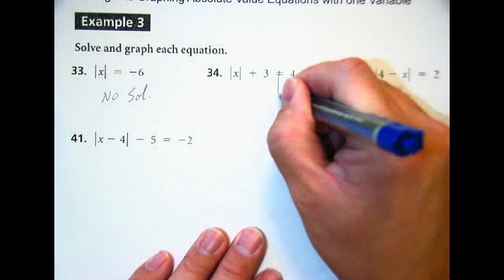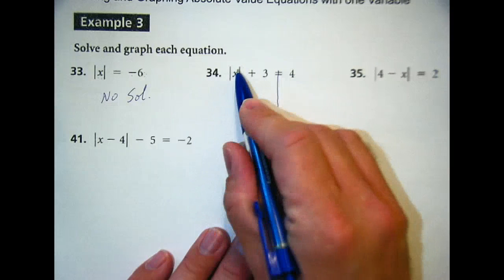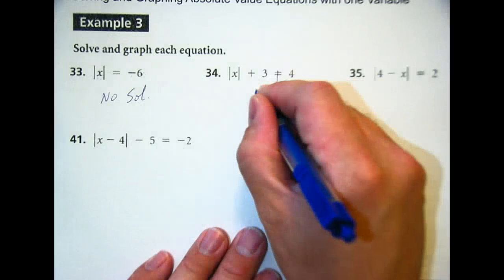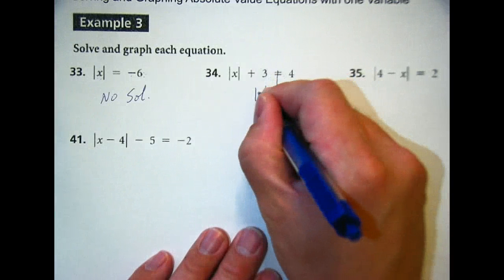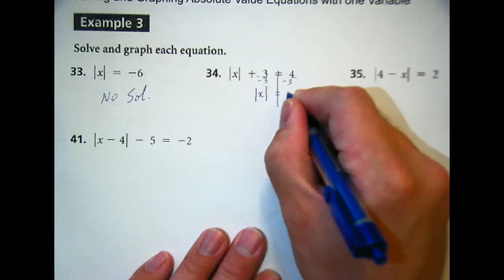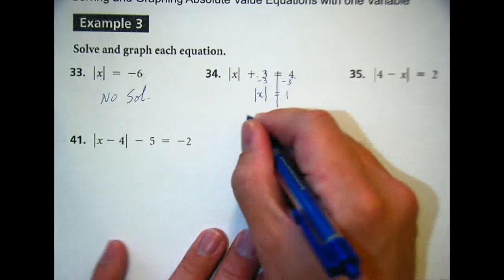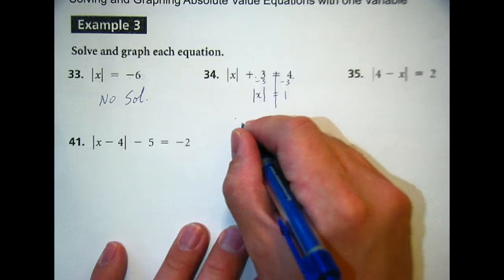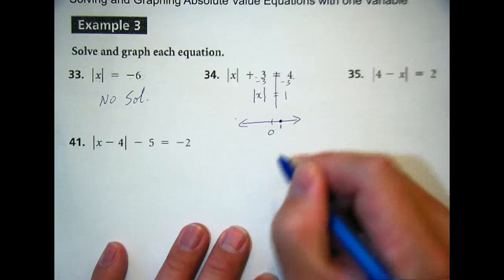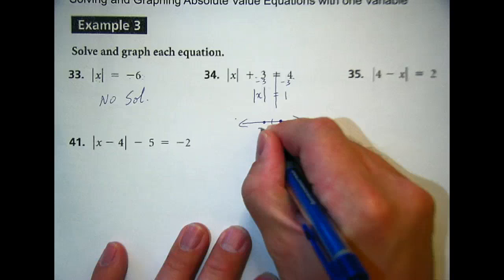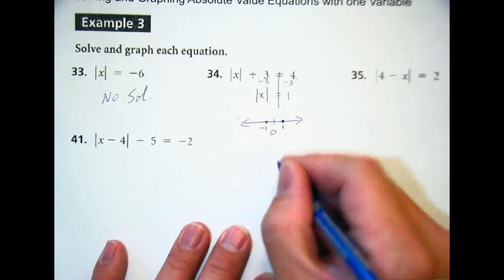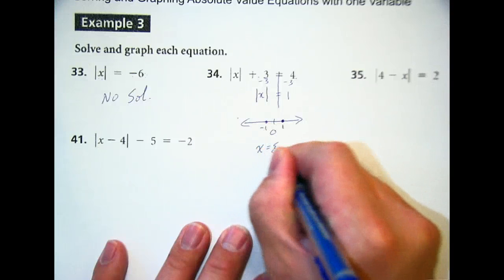However, if I do this one, this says give me a number that when I add 3 to it is 4 units from 0. So the easier way to do that is to move that 3 over, subtract it over here, and say, okay, this is actually 1. Give me a number that's 1 unit from 0. Well, 1 is 1 unit from 0. What other number is 1 unit from 0? Negative 1. Remember, you've got to do a positive and a negative case. This is the positive case, 1. The negative case is negative 1. So x is equal to plus or minus 1.